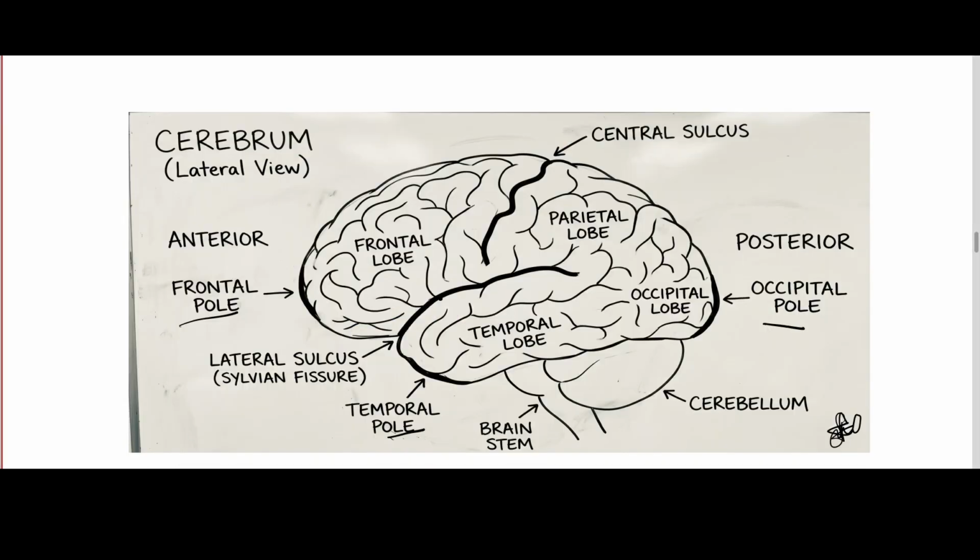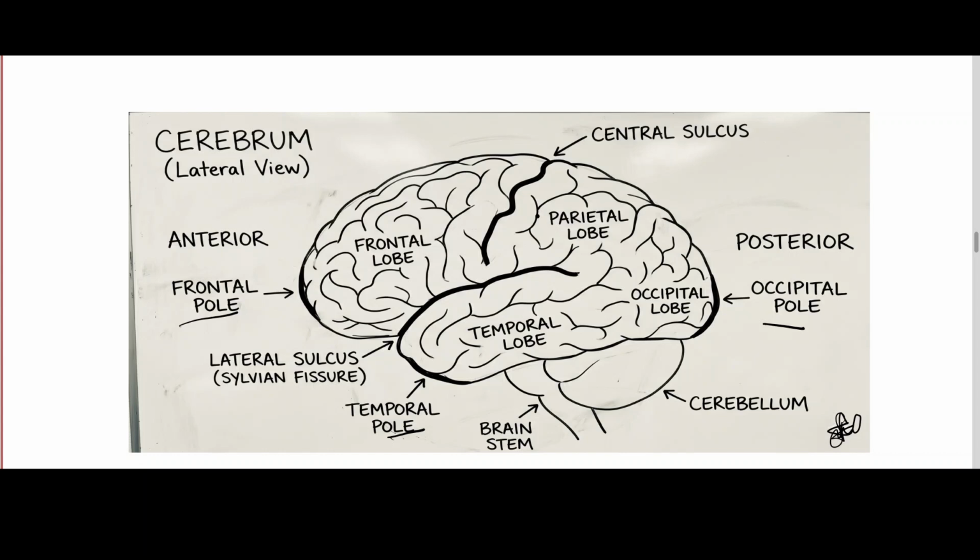So this is the lateral sulcus, or called Sylvian fissure. This lateral sulcus separates the temporal lobe from the frontal lobe and the parietal lobe. We also have the central sulcus. Now this is the central sulcus, and it separates the frontal lobe from the parietal lobe.